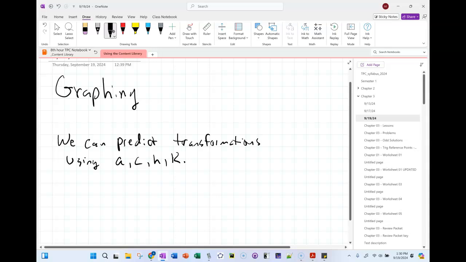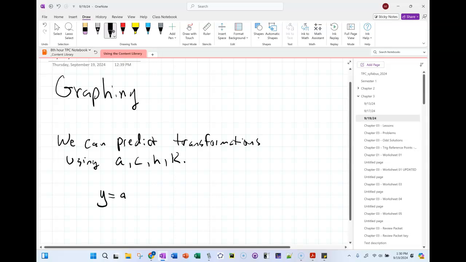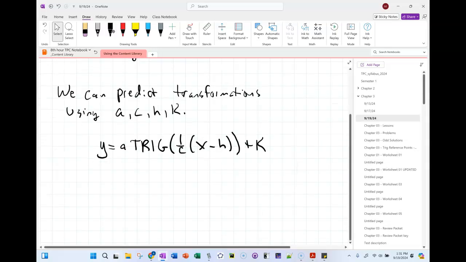So just by using that A, C, H, and K, we can predict our transformation or transformations. Yes, Lucy. Sure. So remember, we have this, right? That's our general form. Just looking at that and reading the values for A, C, H, and K, I claim that we can describe the transformation occurring. So far, so good? Okay, well, let's give you the criteria on how we use that.